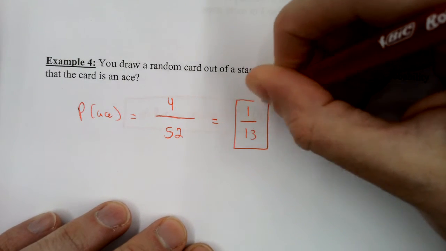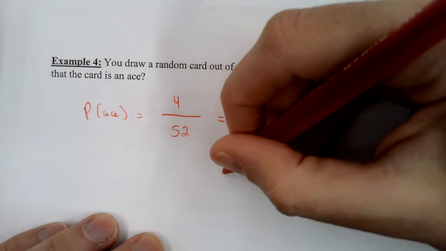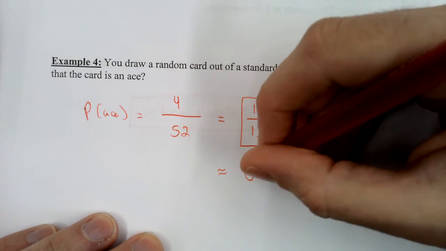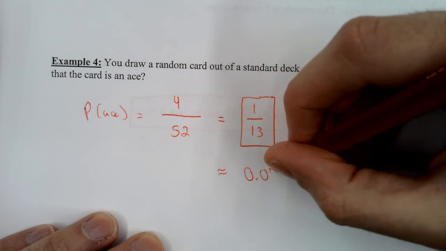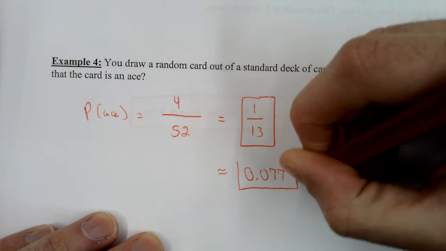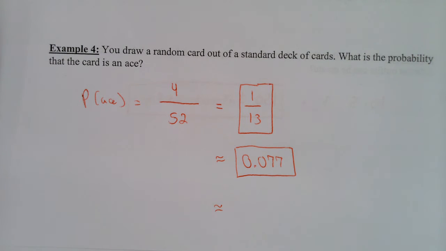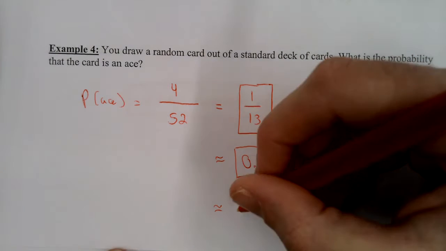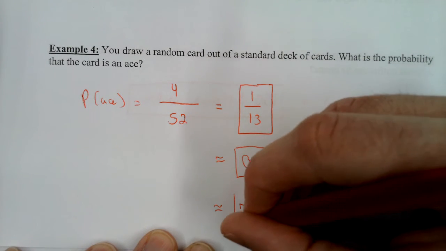And let's also write that as a decimal because I could ask you for it as a fraction. I could ask you for it as a decimal. So as a decimal, let's say approximately 0.077. Let's also put it as a percentage because I could ask you for it as a percentage. As a percentage, let's say approximately 7.7%. Okay?